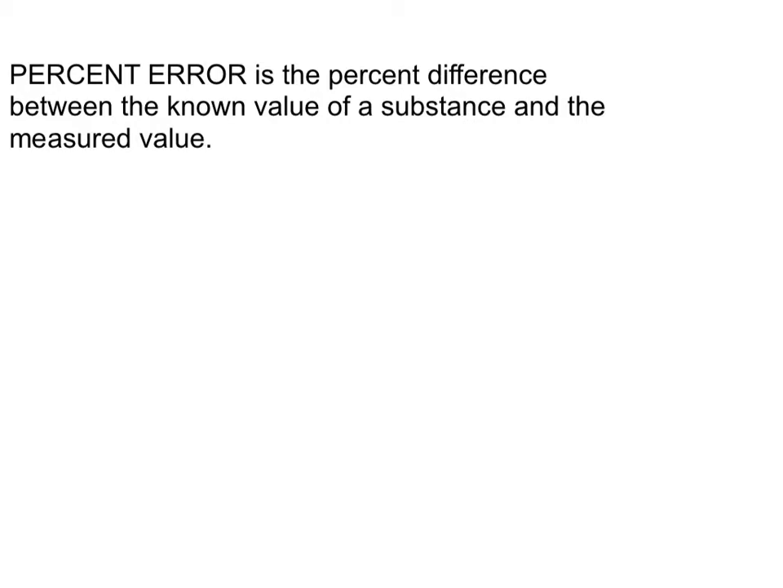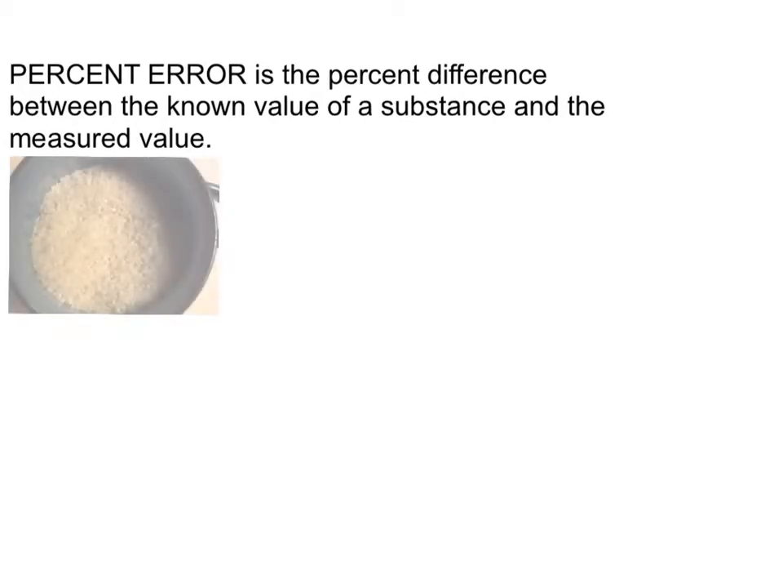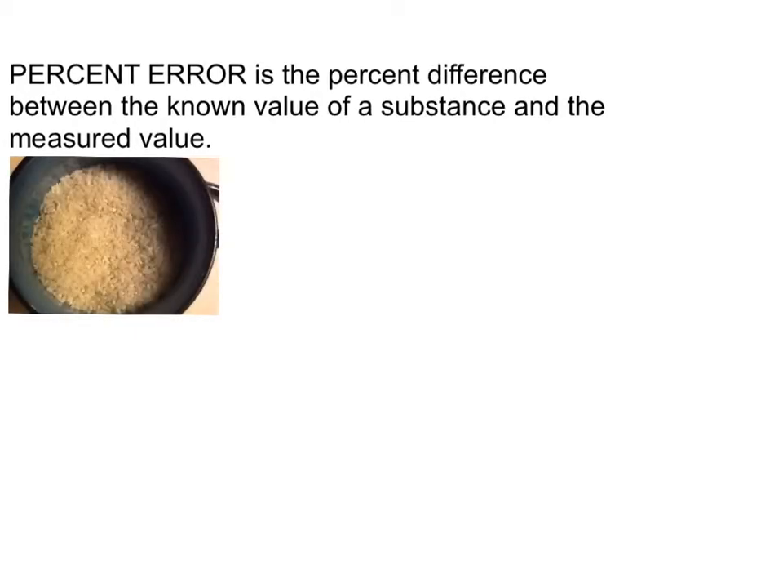Finally, we have percent error. Percent error is the percent difference between the known value of a substance and the measured value. So let's look at our bowl of rice again. Let's say that I know the true value, or exactly how many grains of rice are in this bowl. And let's say I have you actually count out or measure in some other way how much rice is in this bowl. We can determine how close by percentage you are to the true value.